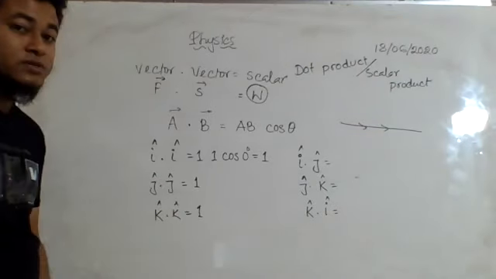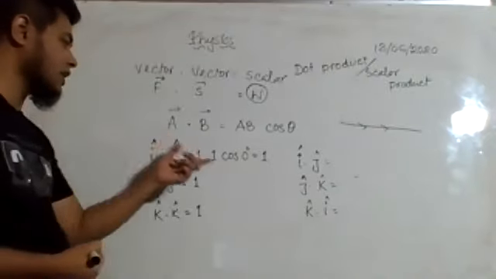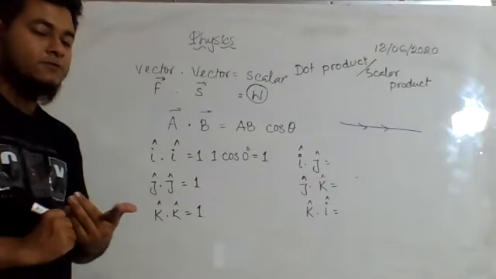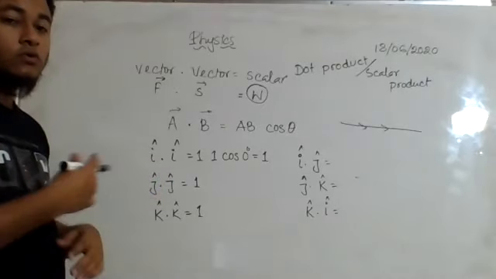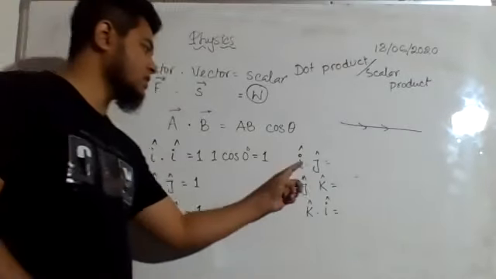Now, this is important for MCQs. They will ask you what is i dot i equal to. So you have to say this is 1. But this is in case of dot product. For cross product, the answer is going to be different. Now, let us take a look at this.